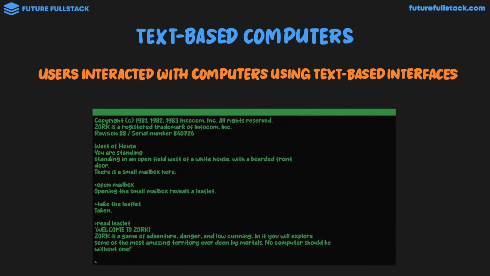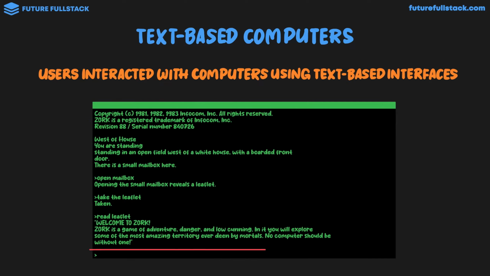We'll first talk about text-based computers, where users interacted with computers using text-based interfaces. The computer screen would look like this, where at the bottom there is something called a command line. This is where users type various instructions to communicate with the computer. These commands would range from simple tasks like opening files or folders to more complex operations like running software or programming scripts. In my Full Stack Bootcamp, we will work with the terminal on your computer, which is a text-based interface, which is a key tool for back-end development.